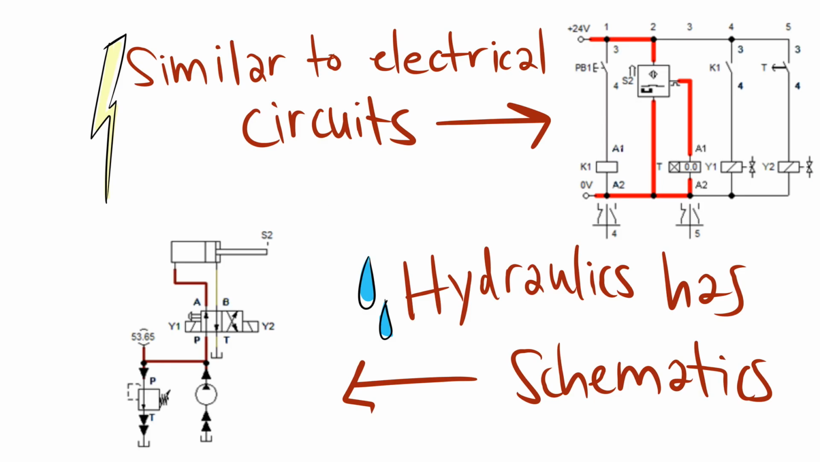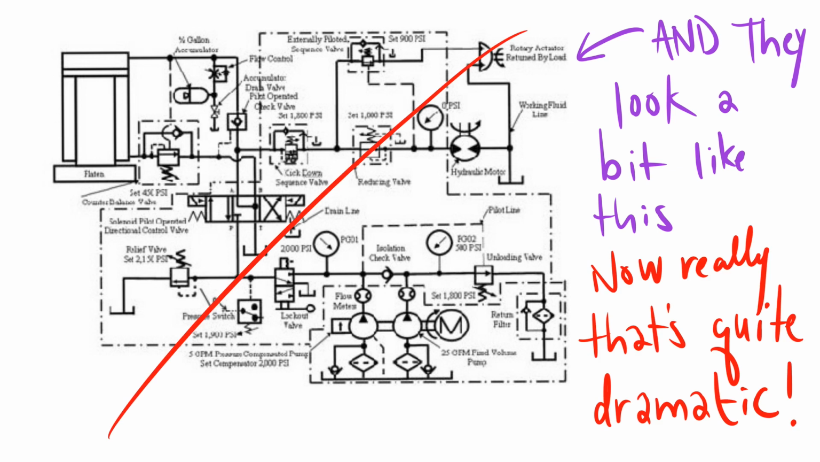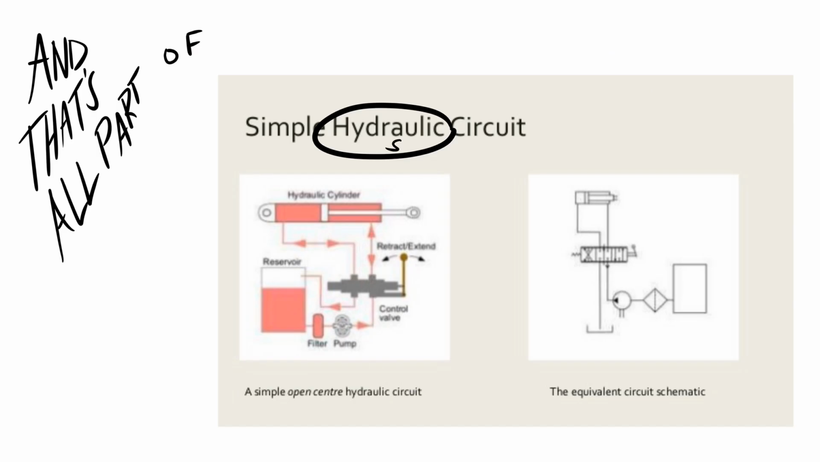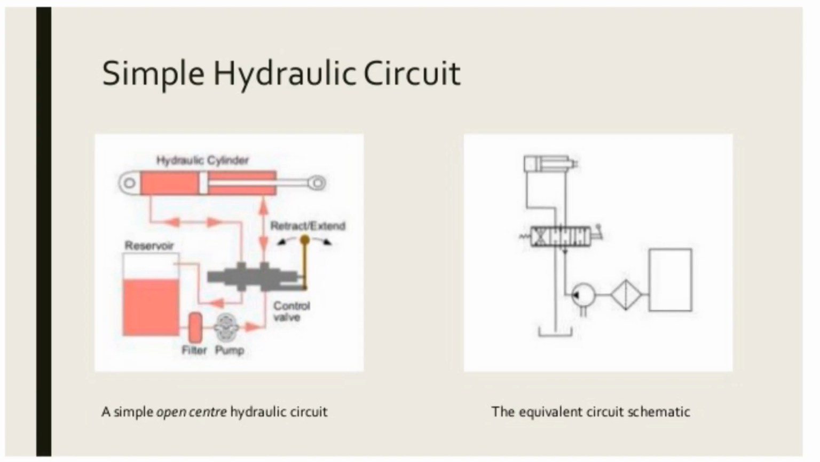Similar to electrical circuits, hydraulics has schematics, and they look a bit like this. Not really, that's quite dramatic. Here's a simpler one I can actually understand, and that's all part of hydraulics. This is a very basic circuit, the most basic. The solid lines indicate continuous flow.